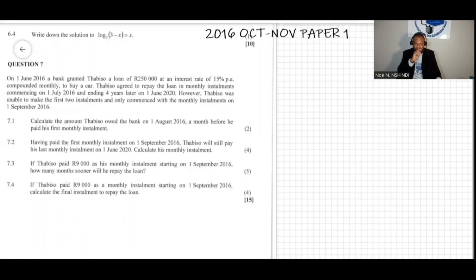Well, the question says, on 1st June 2016, a bank granted Tabiso a loan of 250,000 rand at an interest rate of 15% per annum, compounded monthly, to buy a car. Tabiso agreed to repay the loan in monthly installments commencing on 1st July 2016 and ending 4 years later on the 1st June 2020. However, Tabiso was unable to make the first 2 installments and only commenced with the monthly installment on 1st of September 2016.